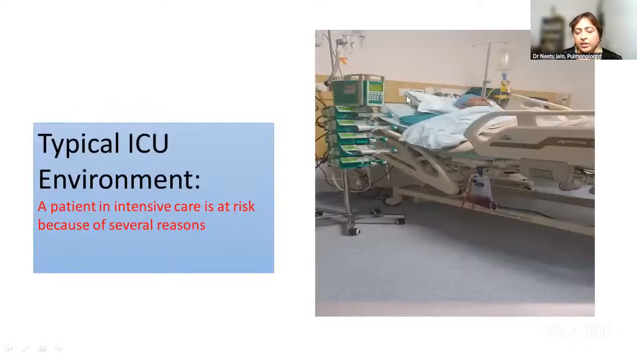So this is a typical ICU environment, as you can see, and there are a lot of factors in an ICU which can lead to ICU acquired infection, like a urinary catheter, central lines, a patient who is lying on a bed, on a ventilator, which leads to increase in secretions. He has several lines in situ. On top of it, he's getting antibiotics, which will lead to antibiotic resistance and in turn to hospital acquired infection.